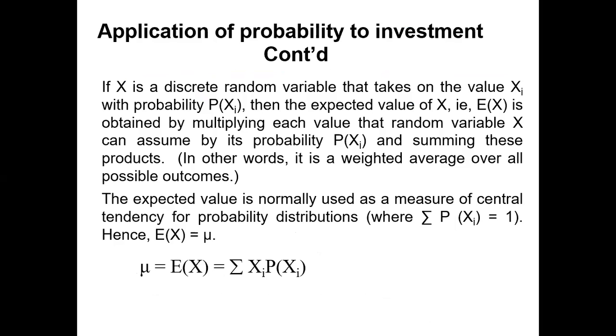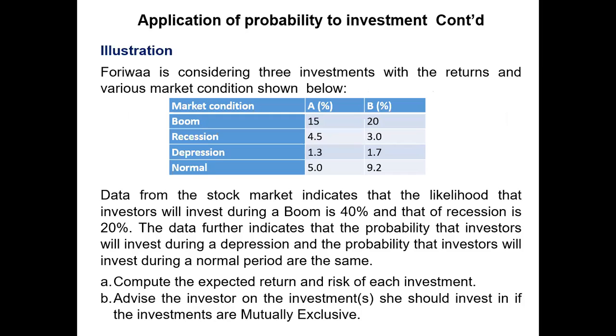If X is a random variable and takes on the value Xi with probability Pi, then the expected value of X is obtained by multiplying each value that the random variable can assume by its probability and summing these things up. So it is just like a weighted average of the possible outcomes, okay? All right, so I think I mentioned this already. Now let's look at this example.